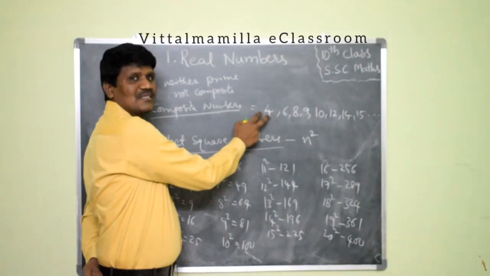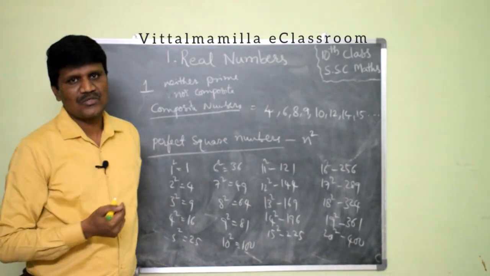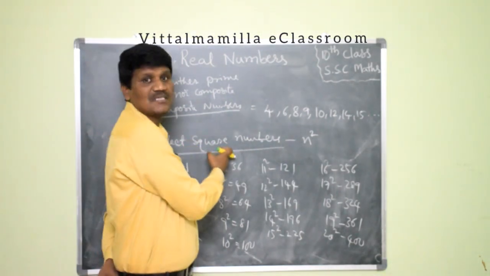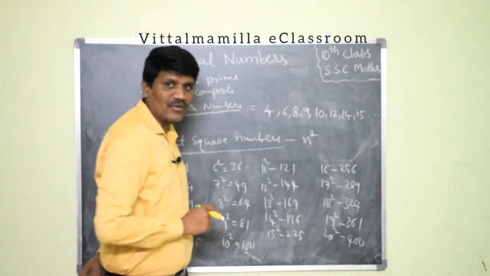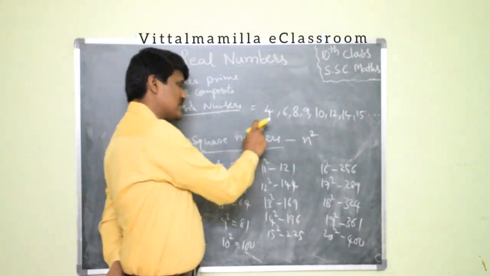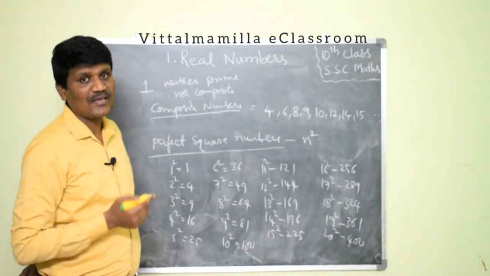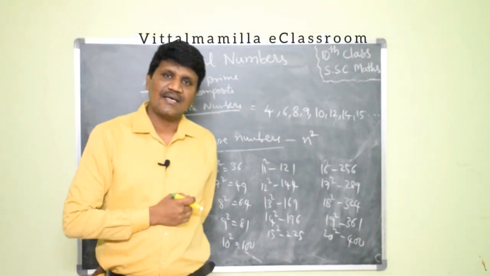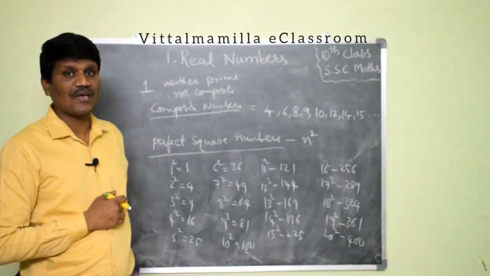After composite numbers, we have perfect square numbers, which are also most important. The perfect square numbers are in the form of n square. You should remember the perfect squares till at least 20 square. So what is a perfect square? The number which is in the form of n square is called a perfect square. What are all the perfect squares we have?